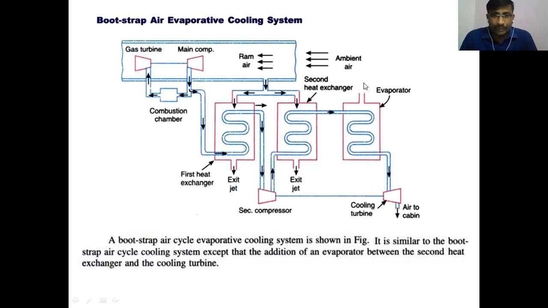So by evaporating the evaporative liquid, the air is further cooled in the evaporator and then expanded in the cooling turbine. Clear? A bootstrap air evaporative cooling system is shown in the figure. It is similar to the bootstrap air cycle cooling system, except for the addition of an evaporator between the second heat exchanger and the cooling turbine. Between these two, an evaporative vessel will be provided.